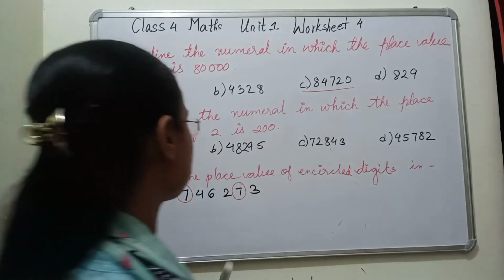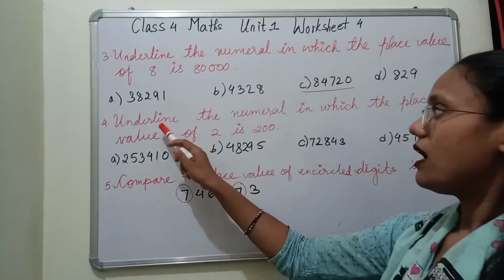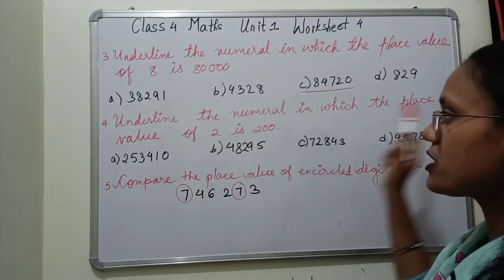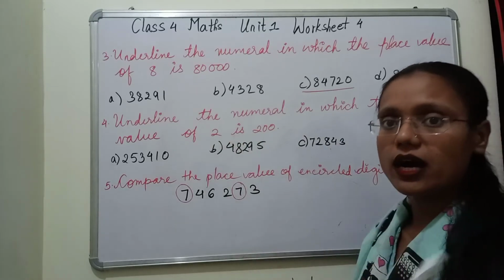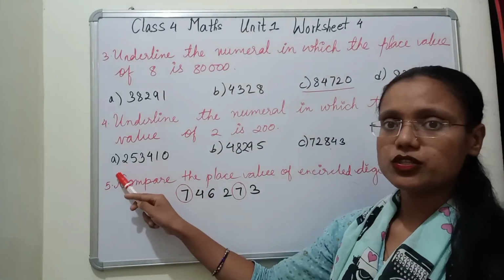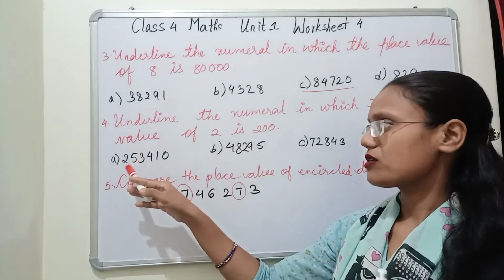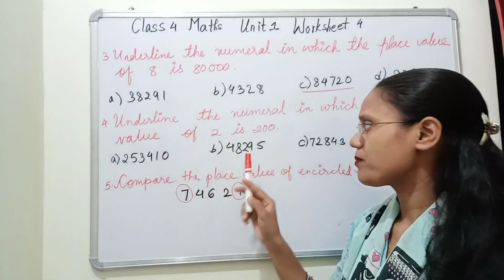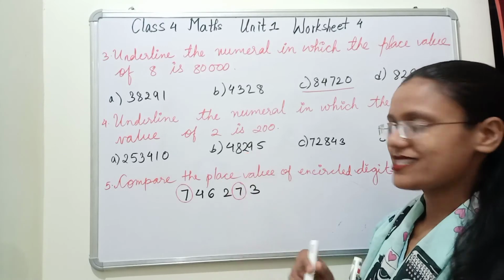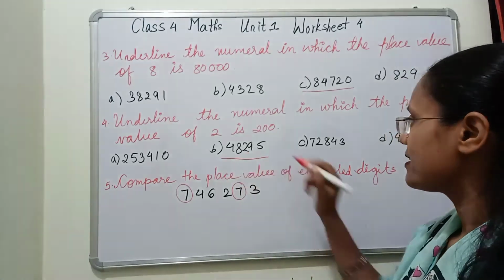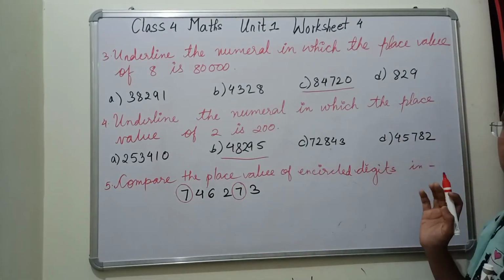Now let's move to question number 4. Question number 4 is: underline the numeral in which the place value of 2 is 200. See the first numeral. In the first numeral, the place value of 2 is very large. This is 2 lakh, so not this one. Ones, tens, hundreds, yes, 200. It is not here, and not here either.